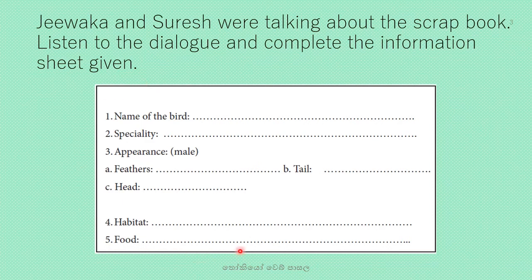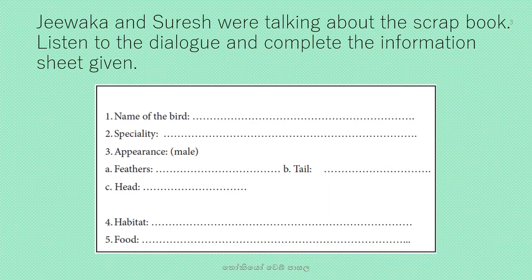So this is the information sheet which you need to fill. You need to fill in the name of the bird they are talking about, the speciality of the bird, the appearance in terms of feathers, tail, and head, and their habitat and food. So now you know the different information we can find related to a bird. If somebody asks you to write an essay on a bird, you should know these are the common things you need to include. So just get familiarized with this table.